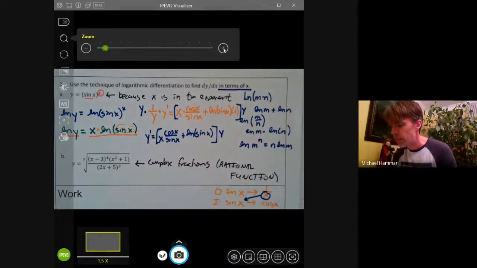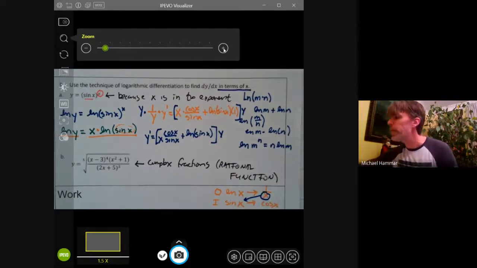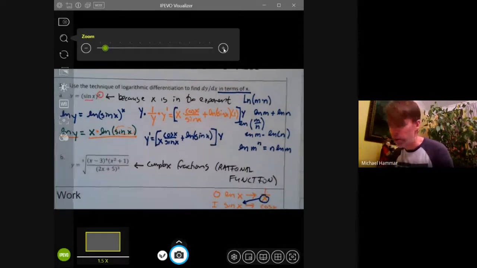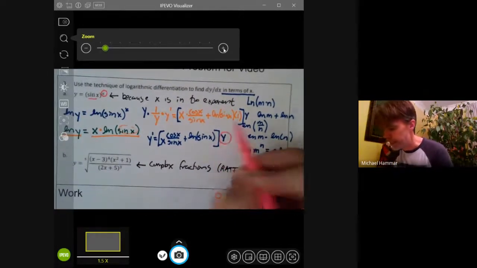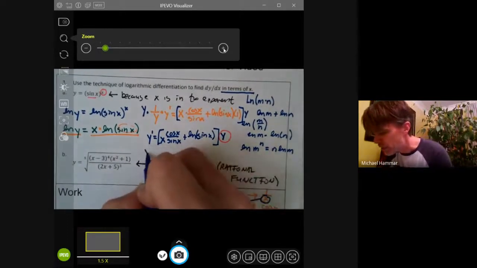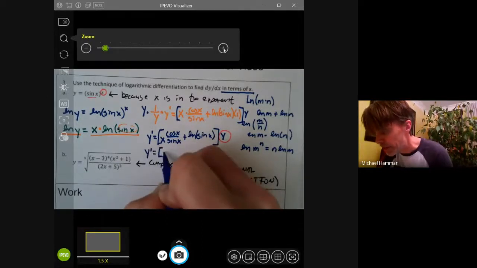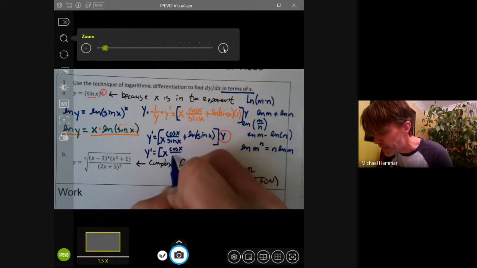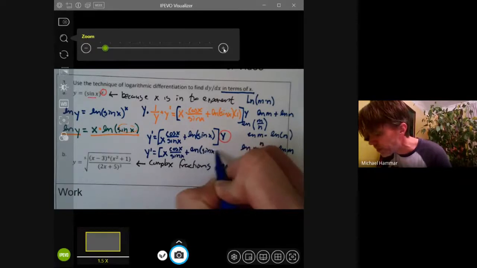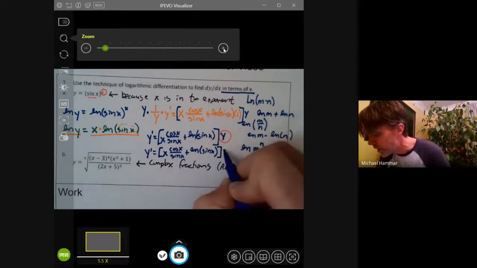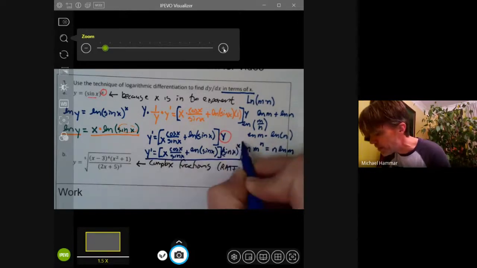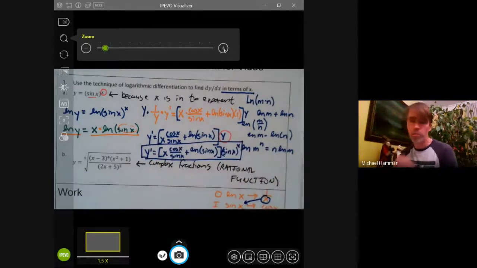So we need to go back to our very beginning, and we know what y is. We know y is sine of x to the x power. So I'm going to replace this with sine of x to the x. So our final answer is going to be y prime equals, and it's very complicated, cosine of x over sine of x plus the natural log of sine of x, all of this times sine of x to the x power. And there is your final answer for just this first problem.